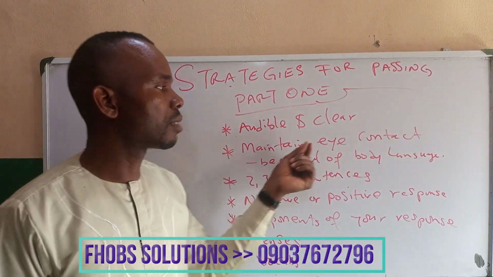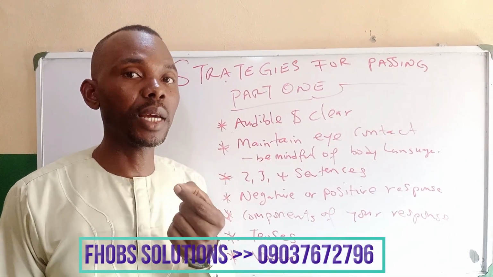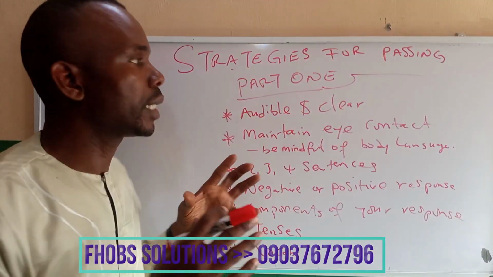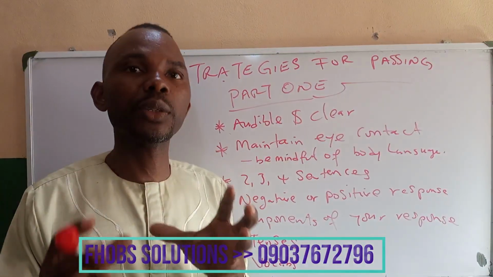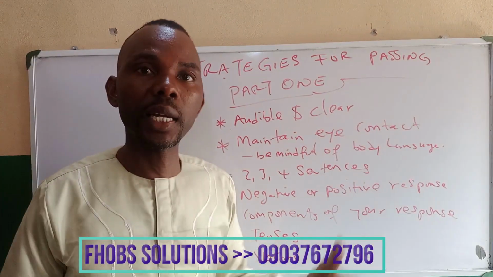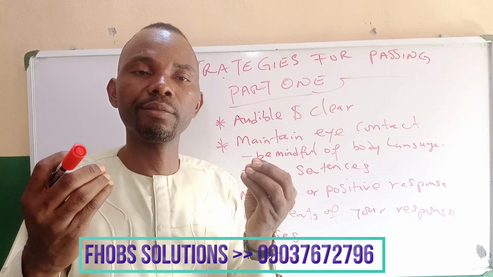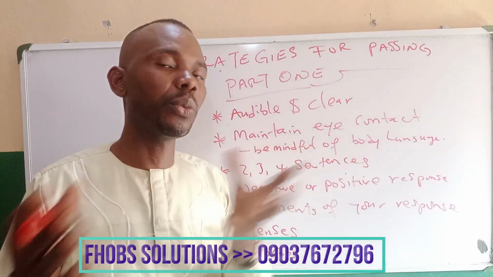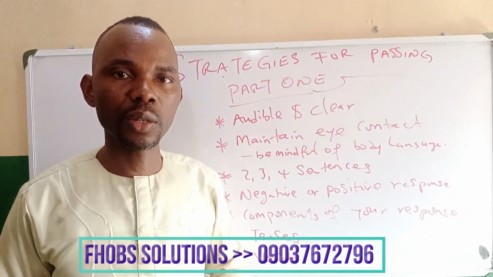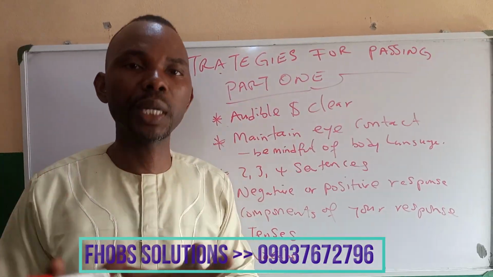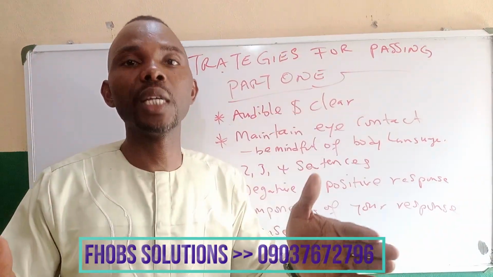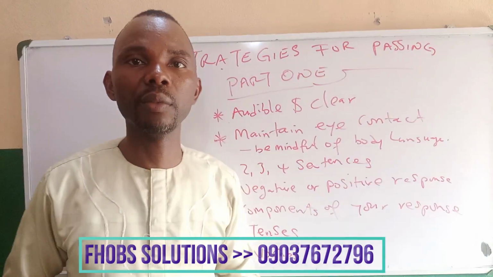The second one is maintain eye contact with the examiner, all right? But be mindful of your body language. Maintaining eye contact means we should look in the direction of the examiner. It's fine if you can look at their eyes, but what is important is don't look away. You can't be talking to somebody and looking to the left, to the right, up or down. That is not acceptable in the IELTS speaking test in general, not just in Part One. All throughout the test, when you are talking to the examiner, you must look at the examiner.